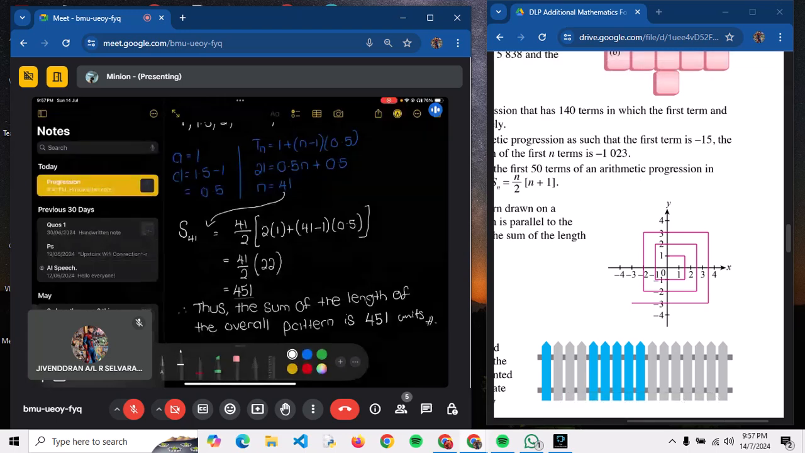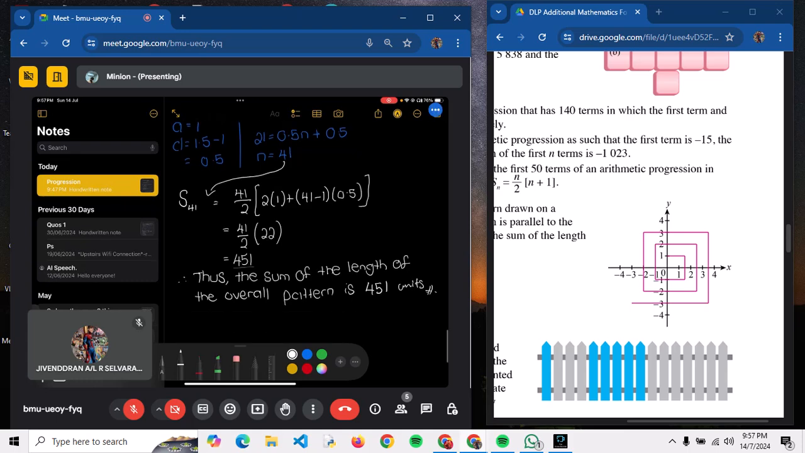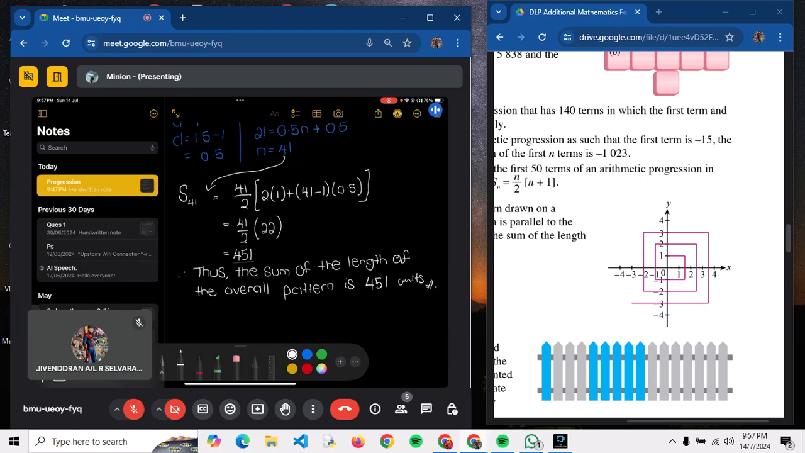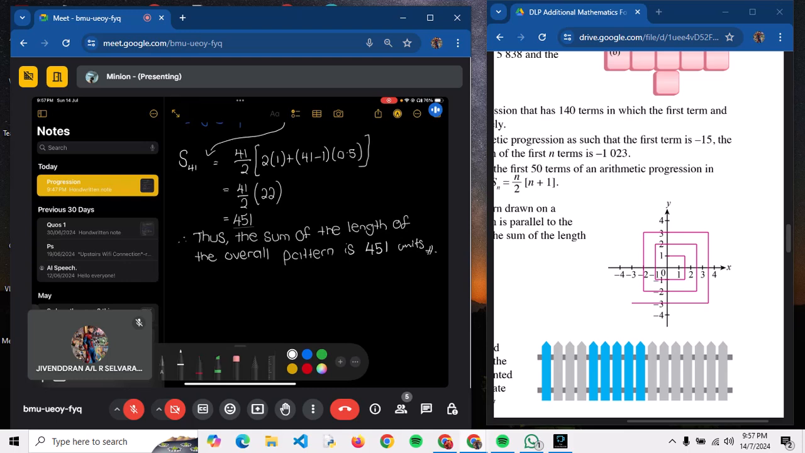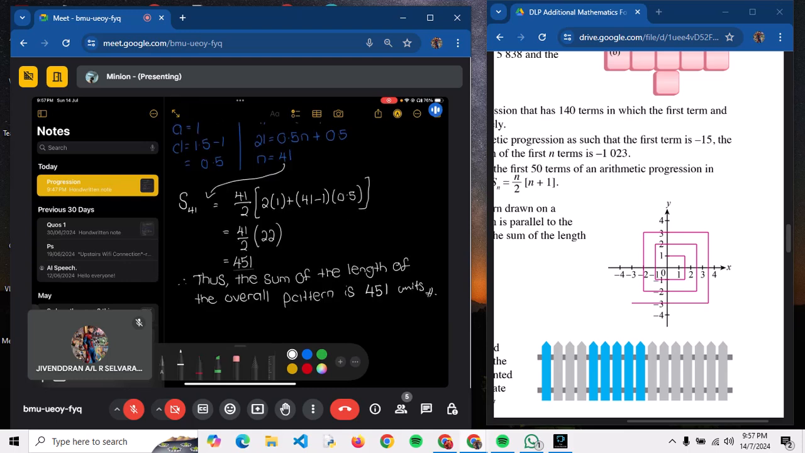So now we need to use the Sn formula. S41 equals, based on the formula, n divided by 2, so 41 divided by 2, bracket 2 times 1 plus 41 minus 1, bracket 0.5. You can put everything in your calculator, or do it one by one also. When you do it, you'll get 451 as the sum of the length of the overall pattern. So your answer will be 451 meters.